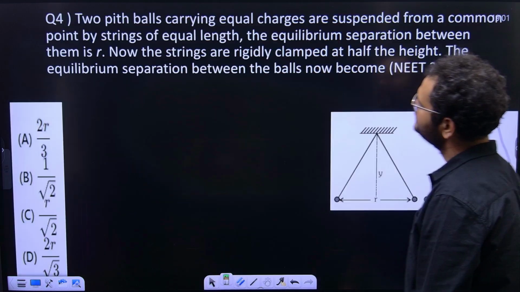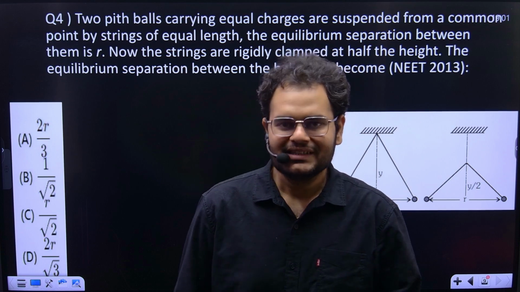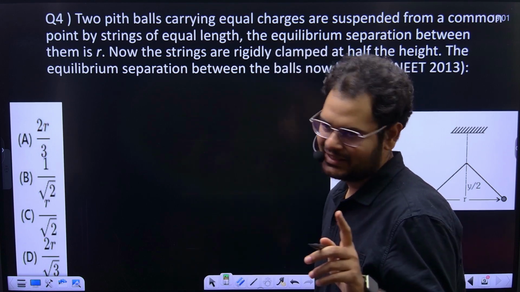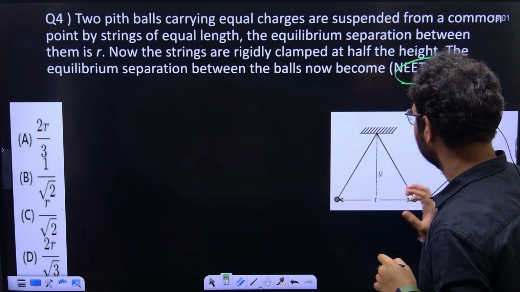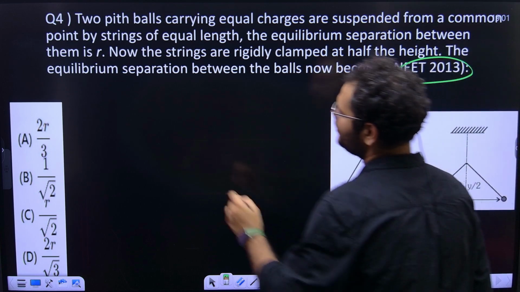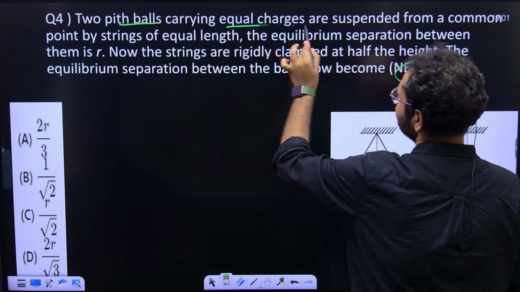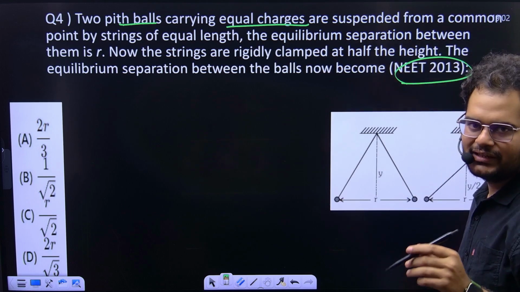Okay, let's see another question. This question was asked in NEET. In which year, sir? 2013. What are they saying? So actually these are two pith balls. Pith balls are there carrying equal charges and they are suspended.